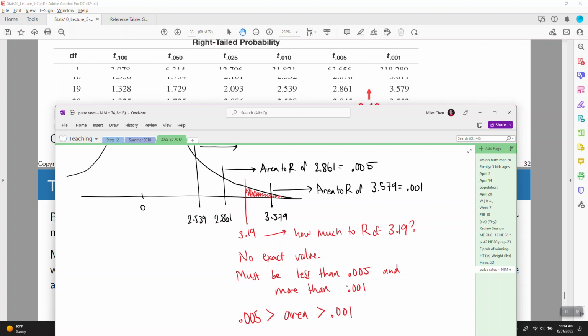Is that okay? So that's the statement that we're going to make. We're going to say whatever area we're looking for, it has to be less than 0.005. It has to be more than 0.001, even if I don't know exactly how much the area is.